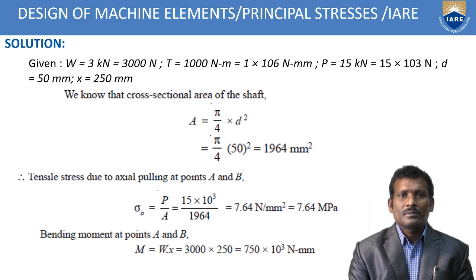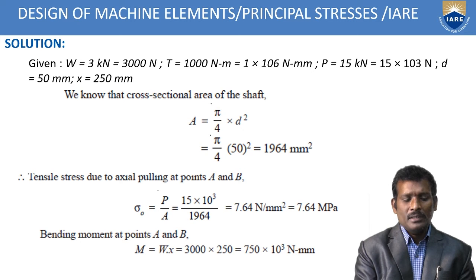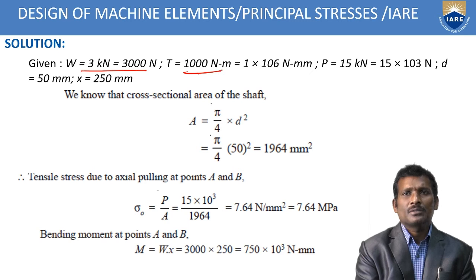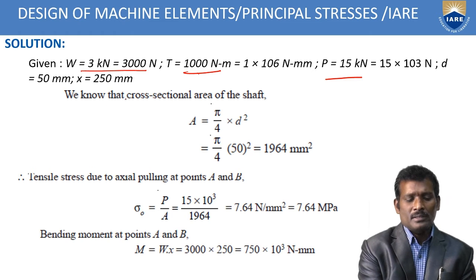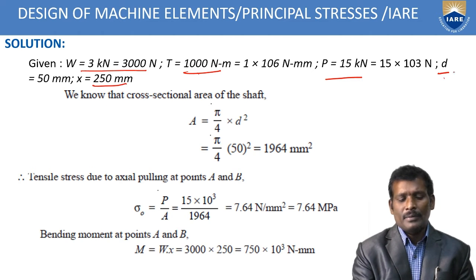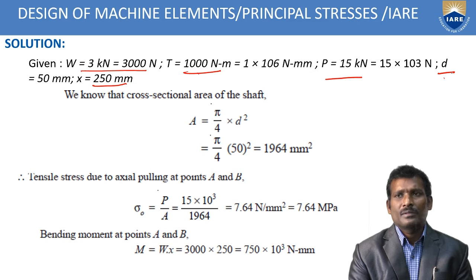First of all, write down the given data. The given load is 3 kilonewtons. The torque is 1000 and the pulling load is 15 kilonewtons, and then the length is 250 mm and the diameter is 50 mm. This is the cross section of the shaft.